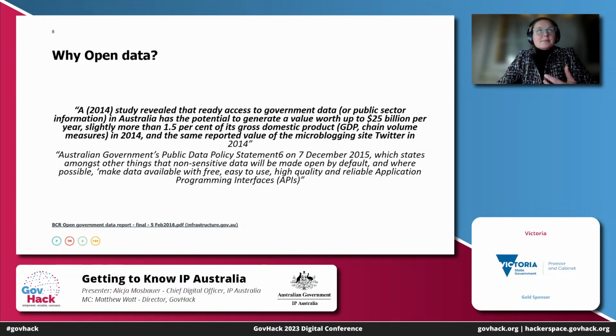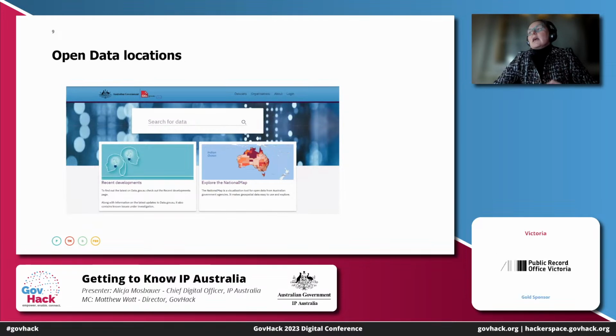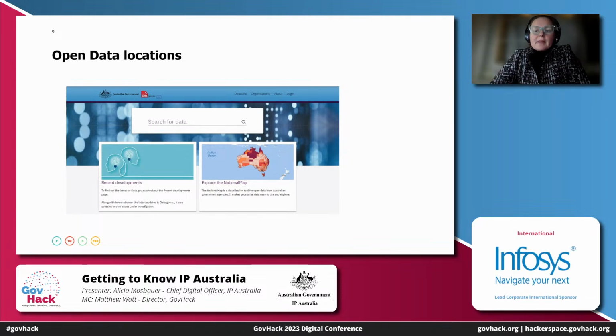Now, IP Australia, we've been publishing our open data on data.gov for quite a long period of time. We've got a large volume of data sets, and anybody can access that information at any time. So it's a pretty simple process to put your information on data.gov. You need to document the data that you have, and you need to put some information alongside that, or metadata.